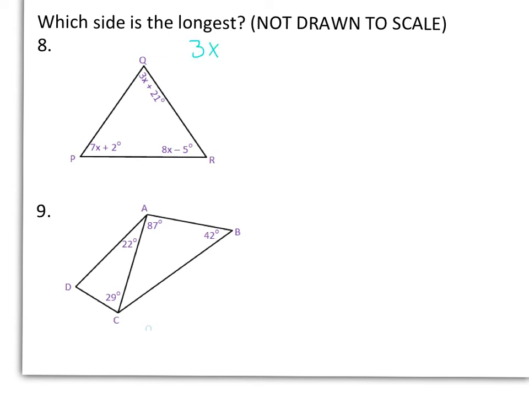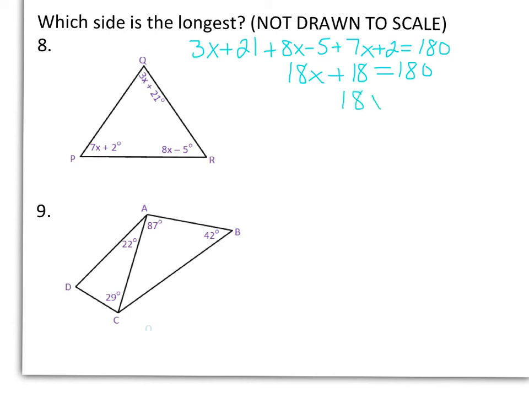So I can add up my angles: 3x plus 21 plus 8x minus 5 plus 7x plus 2 equals 180. I combine like terms and get 18x plus 18 equals 180. And then solve for x. Subtract 18 and divide by 18. Get x equals 9. And then you can use a calculator to plug in and find your missing angles.